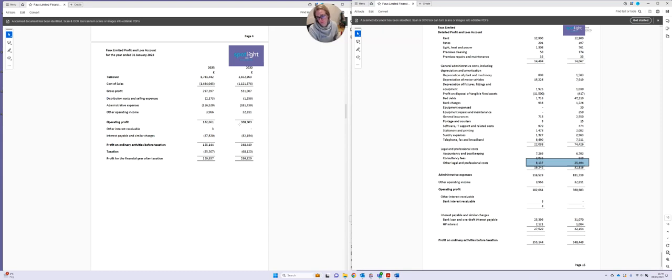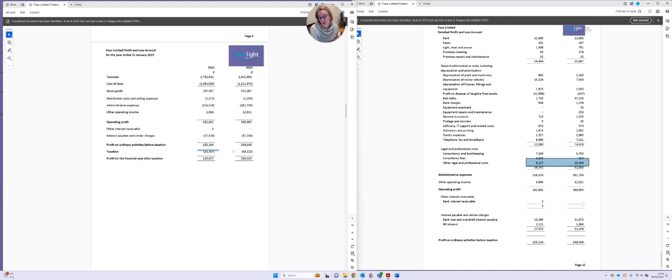So you take your gross profit, which is your sales, less your direct costs, deduct your fixed costs, and then that gives you the profit that the business has made in the year. So in this case, it's 155,000 against 348.